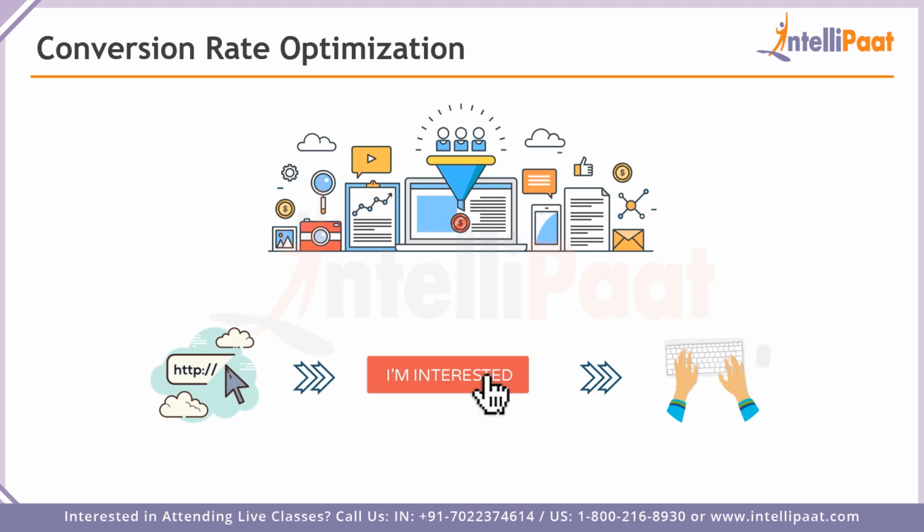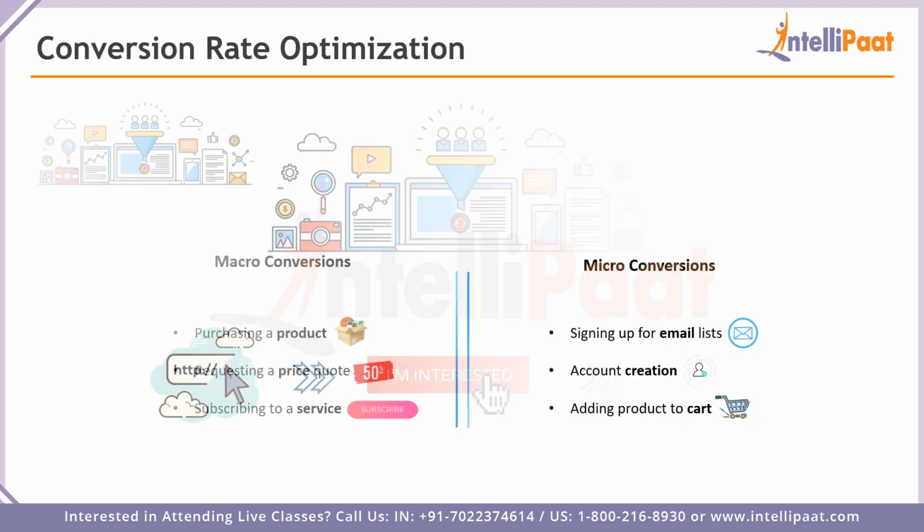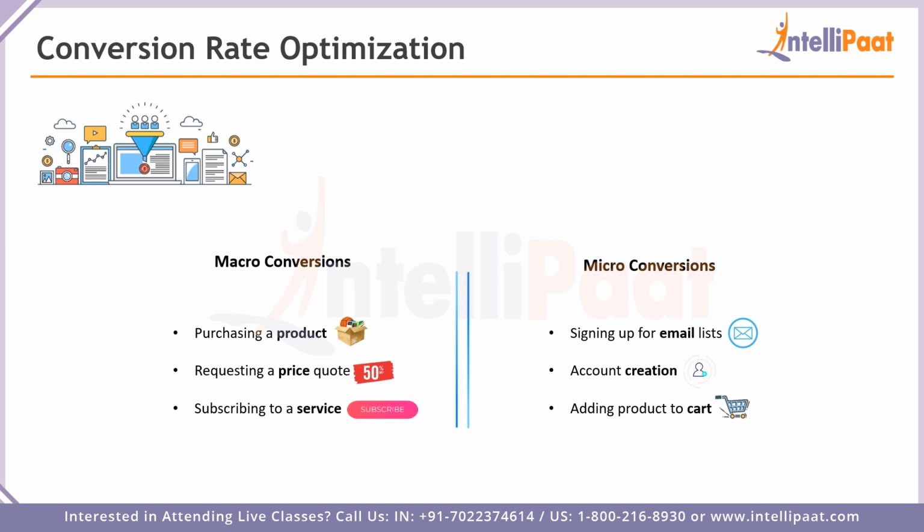So from the point when the customer lands on your website all the way till, if it's a business, he or she paying you money and buying the product, this entire process is called conversion rate optimization. And to understand conversion rate optimization, you have to understand that there are two main important types of conversions that happen. One is called macro conversion, and the other is called micro conversion.